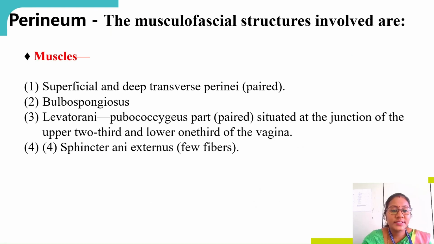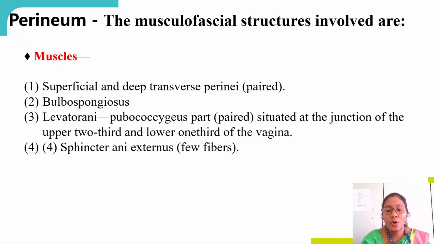So the next structure is the muscles. We have discussed the fascia, and next is the muscle. The superficial and deep transverse perineal muscles are paired muscles. The superficial one is present superiorly, and then the deep transverse perineal is also a paired muscle. Then there are the bulbospongiosus and the levator ani muscle, which we already know about. That makes three kinds of muscle.